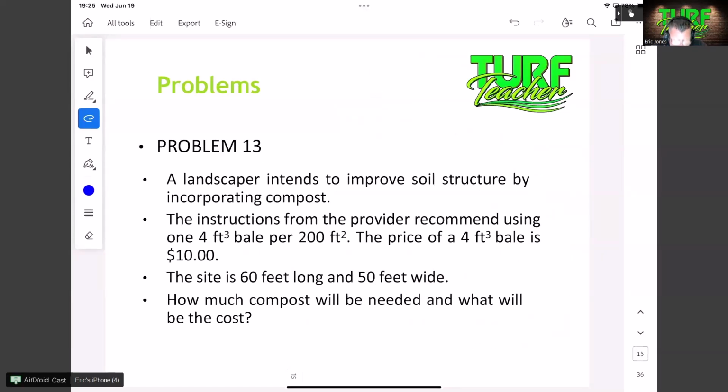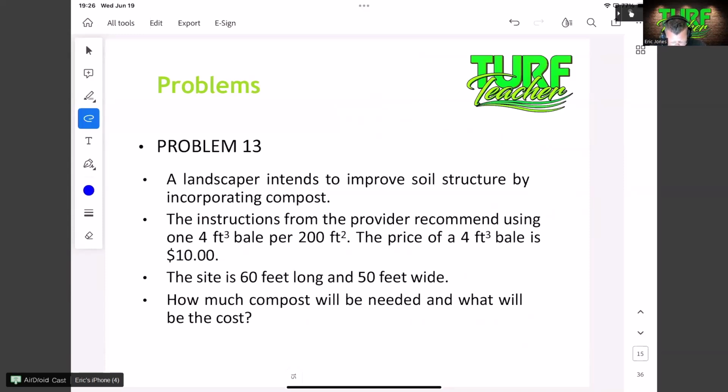Problem 13, a landscaper intends to improve soil structure by incorporating compost. The instructions from the provider recommend using a 4 cubic foot bale per 200 square feet. The price of the bale is $10. The site is 60 feet long, 50 feet wide. How much compost will be needed and what will be the cost?